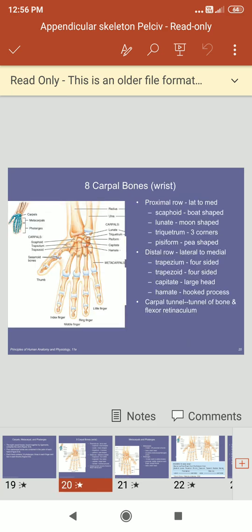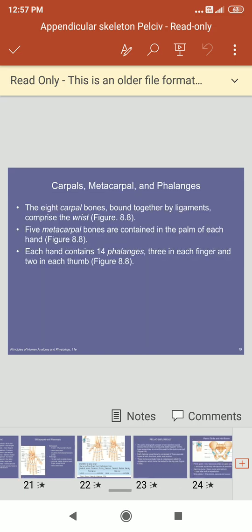See, the remaining part, the pelvic and pectoral girdle, is the appendicular skeleton. The carpal bones are present in the wrist, in the proximal row: scaphoid, boat shape; lunate, moon shape; triquetrum, three corners; pisiform, pea shape; then the distal row, and the carpal tunnel which is present in the wrist.